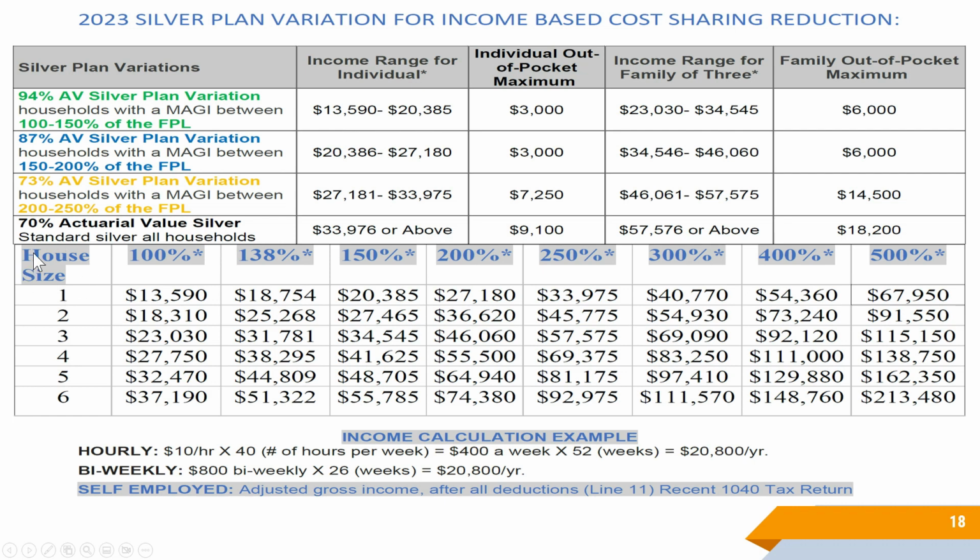And then down here, this is the chart to show where the person's FPL level is. So to the left, you have the household size, and then you have the minimum amount that an individual could make up to the maximum amount that they can make.